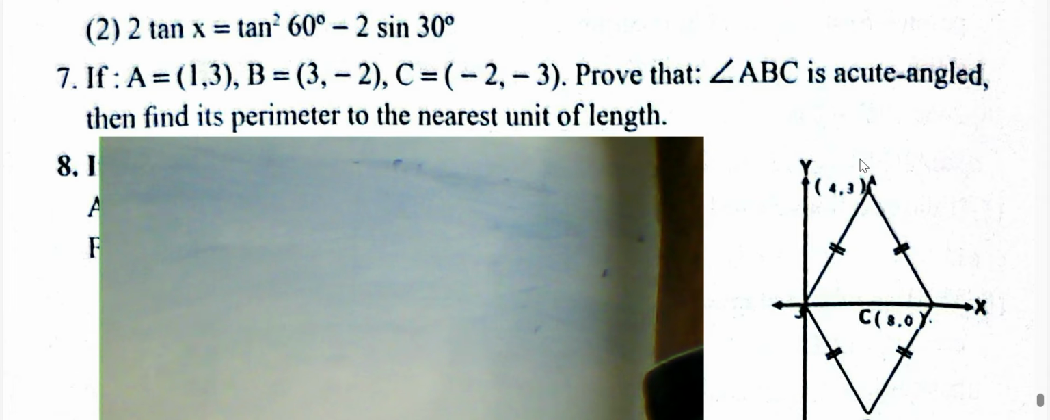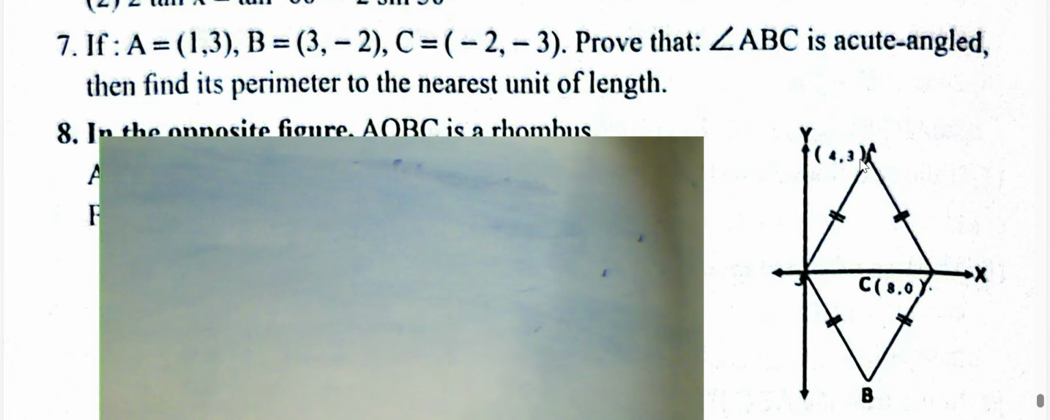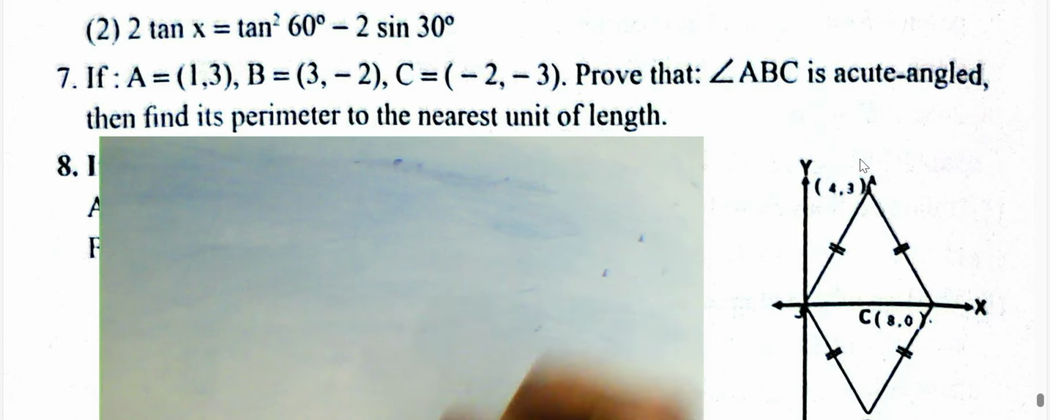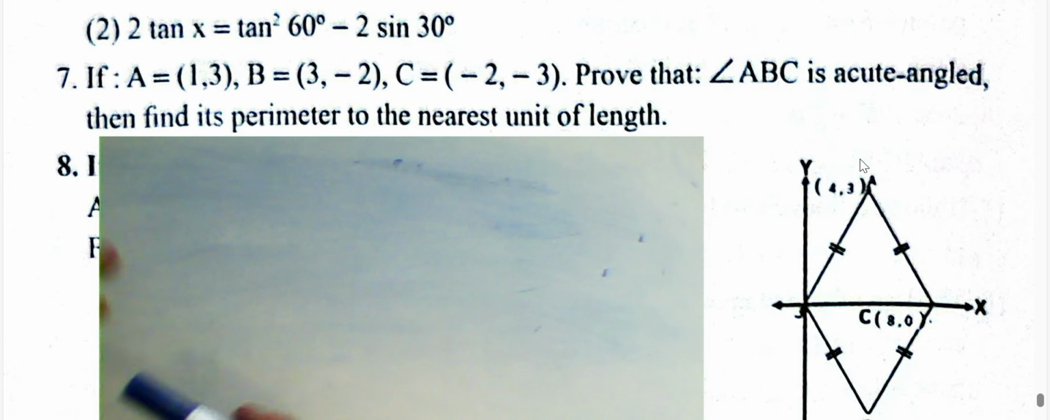Next question. We have 3 points. Prove that ABC is an acute angle triangle and find the perimeter to the nearest unit length. Okay, we can prove this acute angle by finding the 3 dimensions AB and BC and AC, and prove that the greatest side power 2 is less than the sum of the squares of the other sides.